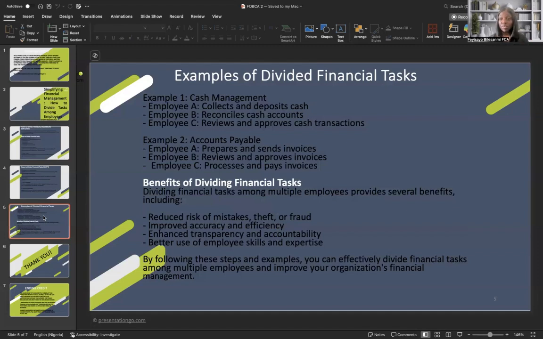Everyone is accountable for their desk, for their roles in approvals, in preparation, and all the things that need to be done. Better use of employee skills and expertise. You'll find that they are faster, they are able to work efficiently. Things are done properly when you divide the tasks amongst your employees.